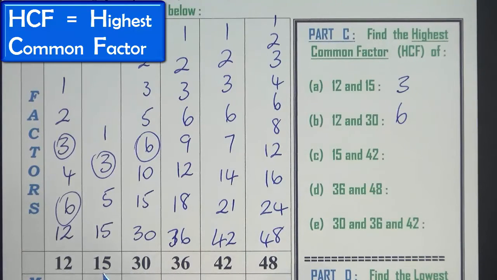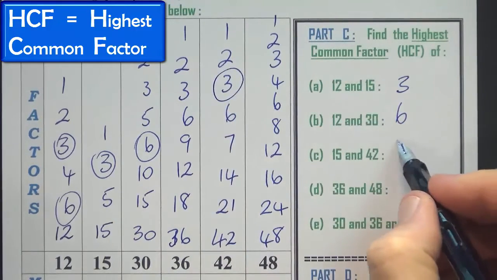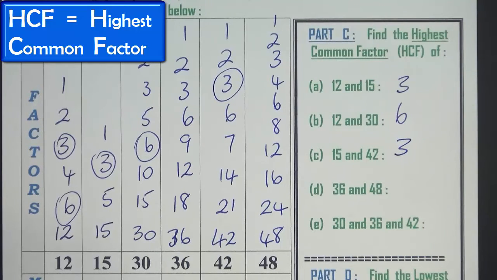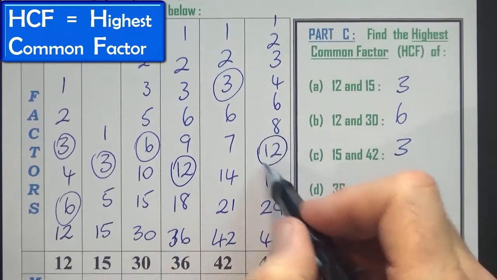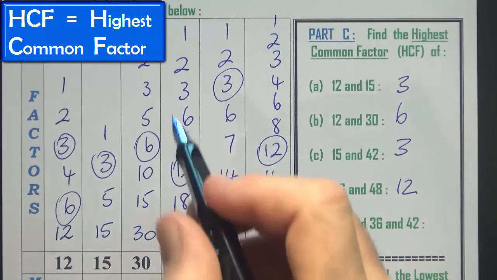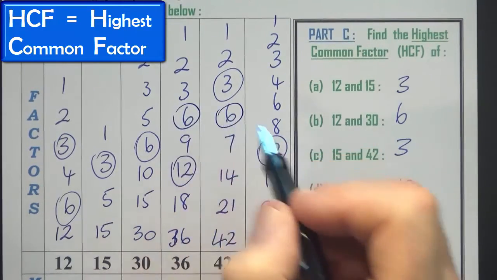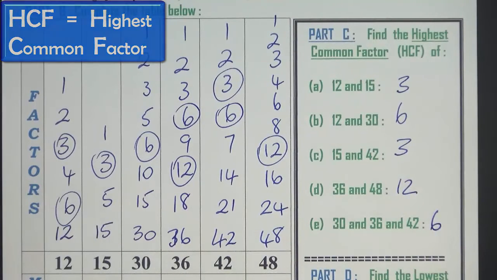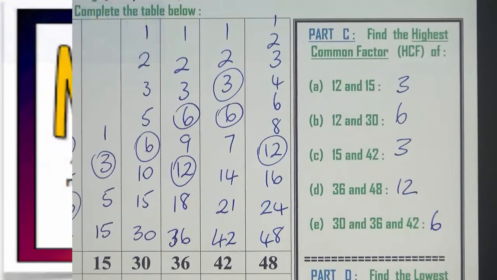15 and 42. It's 3 again. 36 and 48. That's 12. And here we have 3 numbers, 30, 36, and 42. We can have any number of numbers and find their HCF. You can see the answer is 6.